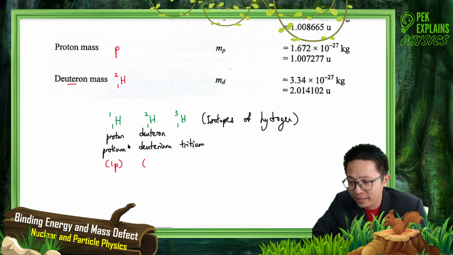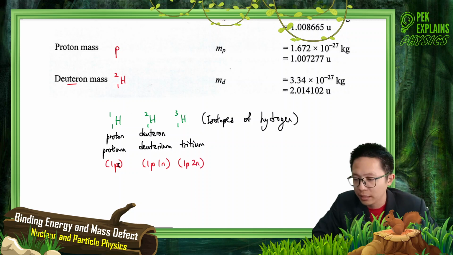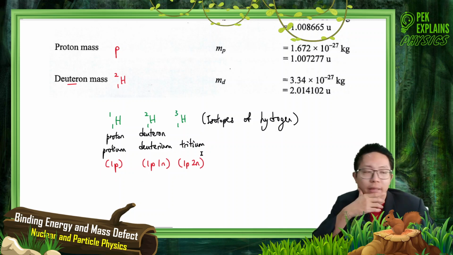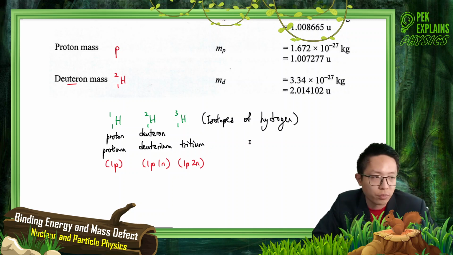Deuteron has 1 proton and 1 neutron. For tritium, it has 1 proton and 2 neutrons. And this hydrogen is actually only a proton. Okay, deuterium and tritium. Let's not waste our time, just to let you know.